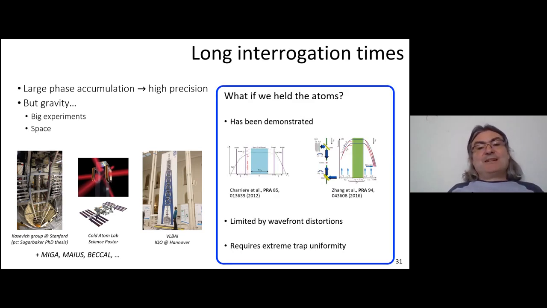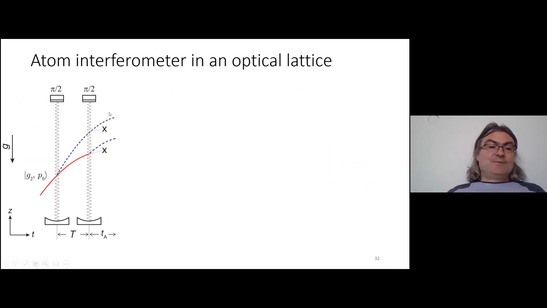Or maybe we can hold on to the atoms. And this is an idea that was first realized by others in 2012 and then repeated by the Tino group, and they got a hold time of up to 1 second, limited by the inhomogeneity of the optical lattice used to hold the atoms. And so we thought, great, we have a very homogeneous laser beam in the optical cavity, maybe we can improve on that. And so here's what we do.